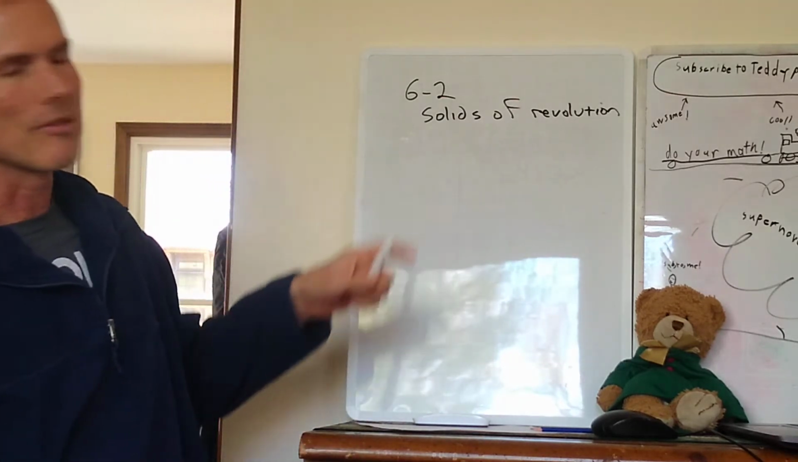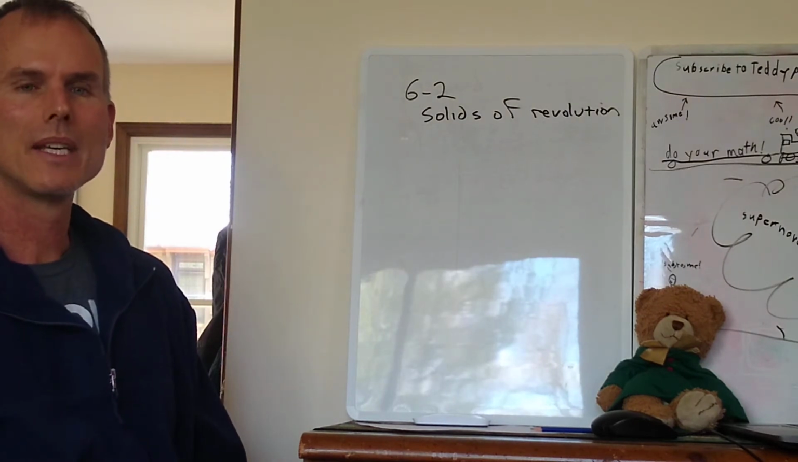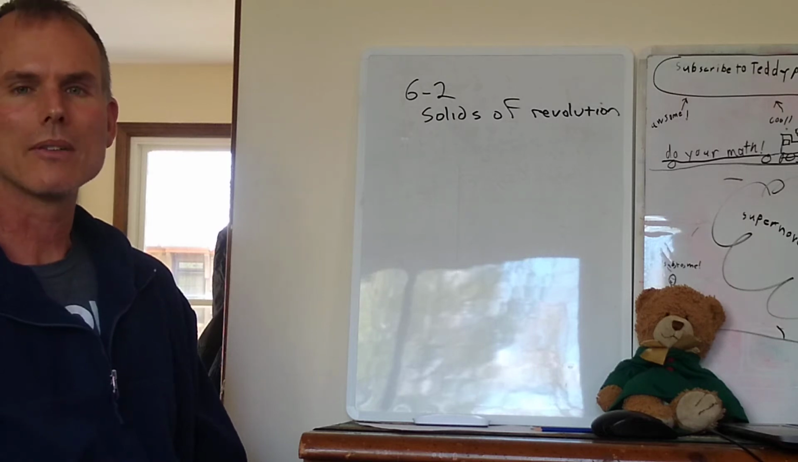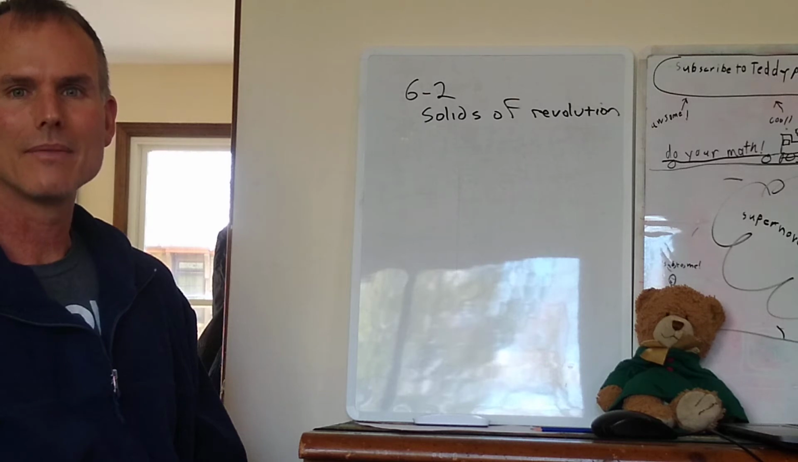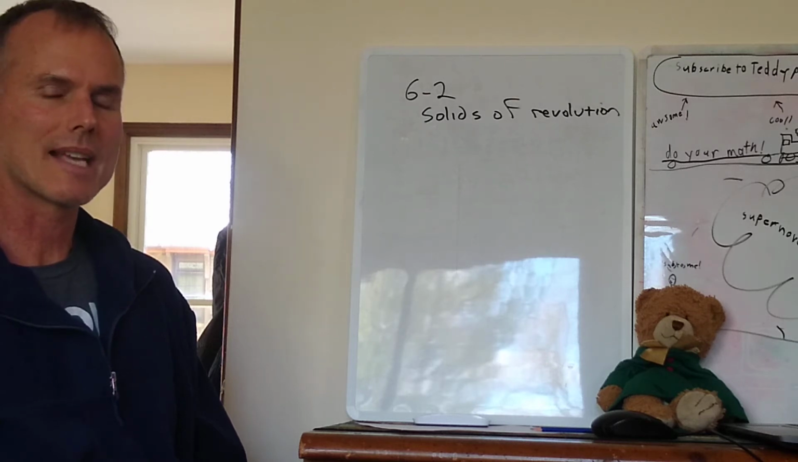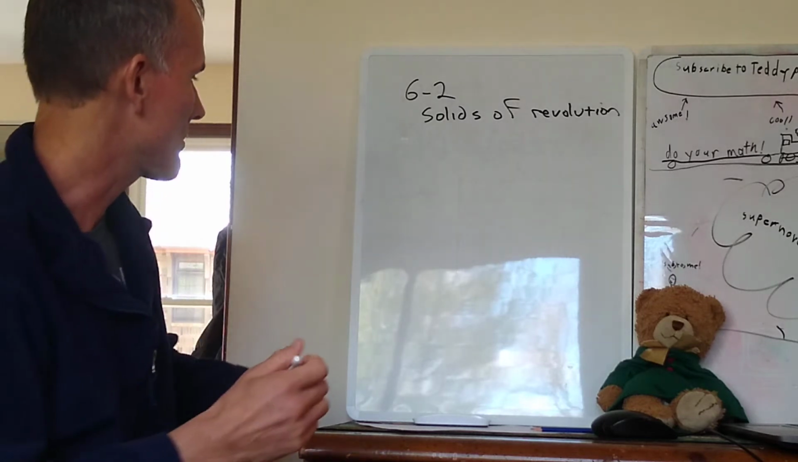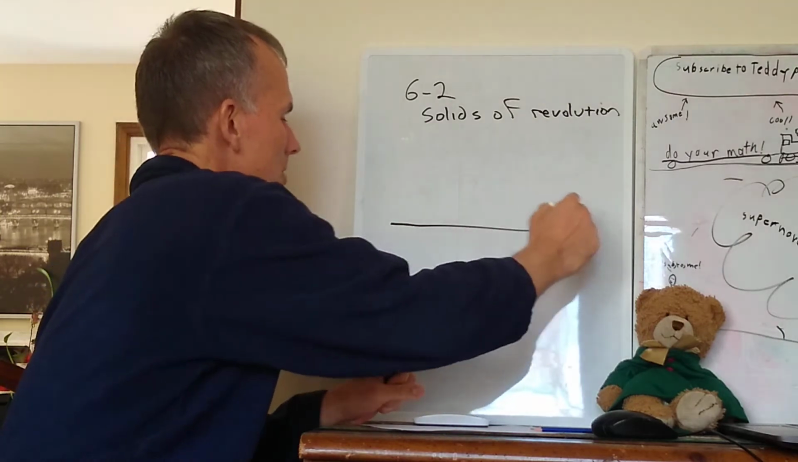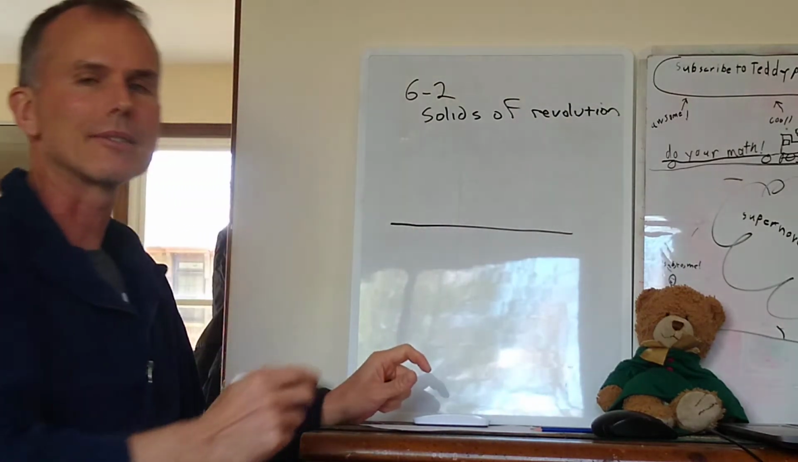Okay, so 6-2. The topic is called solids of revolution. Now, whether or not we do any math in this first video, I don't know. We'll see how long it lasts. But we're going to start by talking about the concept of a solid of revolution. Let me start. I'm not even going to draw anything remotely mathematically related. I'm just going to draw a line. And I guess that's sort of mathematically related.